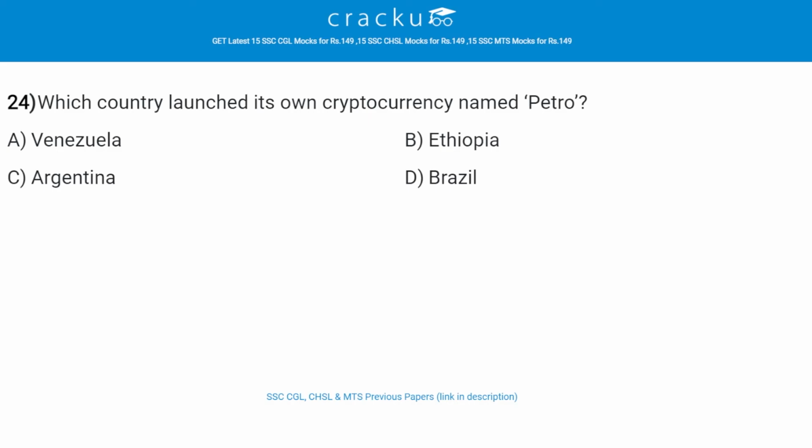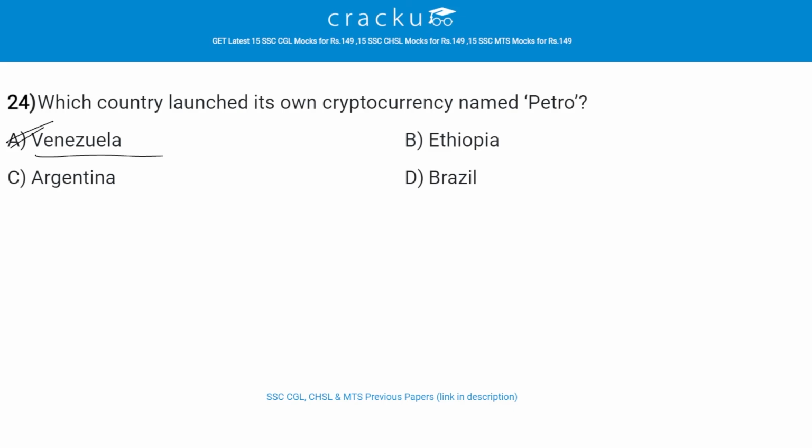Which country launched its own cryptocurrency named Petro? The correct answer is A, that is Venezuela. Petro is a cryptocurrency proposed by the government of Venezuela to circumvent international sanctions against it and revive the country's falling economy.